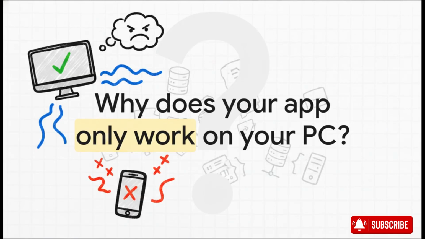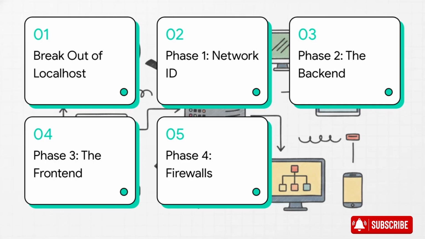Man, we've all been there, right? You spend hours, maybe even days, just totally perfecting a MERN Stack application. It runs flawlessly on your local machine, but the very second you try to pull it up on your smartphone, maybe just to see how the layout looks on mobile, you get hit with that completely dreaded cannot connect error. It is incredibly frustrating. So, why does your app only work on your PC? Let's fix that. Okay, let's dive into this.